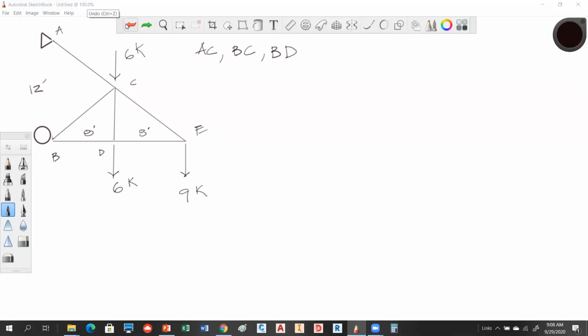So yeah, you'll always be told what members to solve, but you won't necessarily be told what section cut you're doing, okay? That's a good point, all right? Any questions on that?